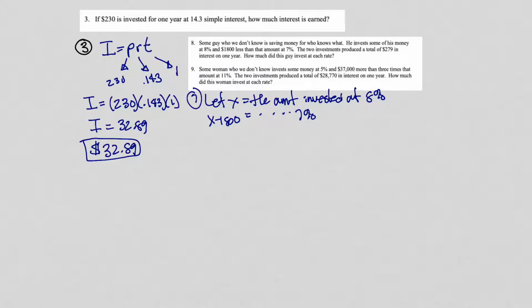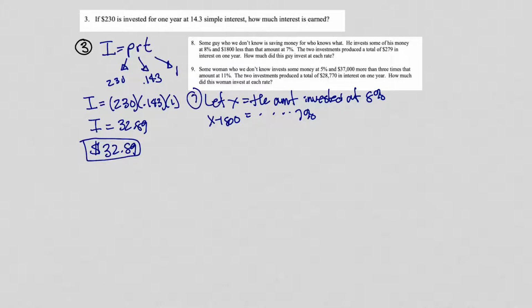Let's just be sure this makes sense. I'm going to let X equal the amount invested at 8% because I know if I subtract 1,800 from that, I'll get the amount invested at 7%. Now, if you let X be the amount at 7%, then this is already 1,800 less, so the amount at 8% would be 1,800 more. So if this was X, this would be X plus 1,800.